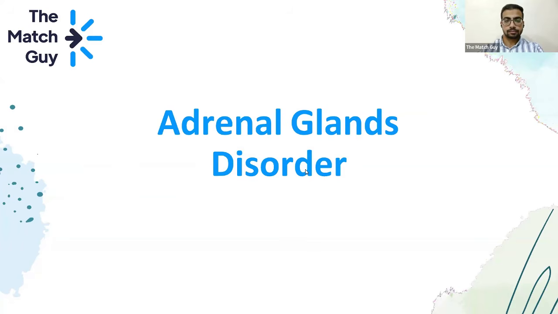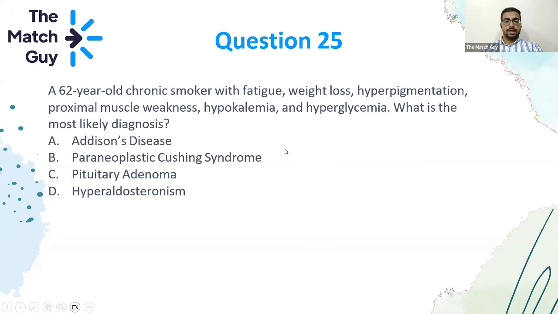Okay, let's start with this question where we have a 62-year-old chronic smoker with fatigue, weight loss, hyperpigmentation, proximal muscle weakness, hypokalemia, and hyperglycemia. What do you guys think the most likely diagnosis is? I want you to share what you have in mind with me.